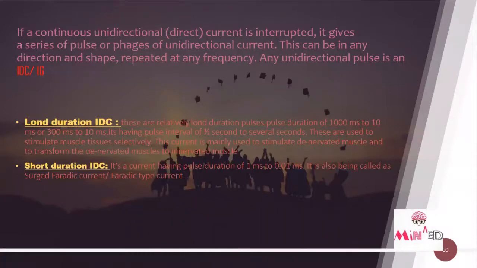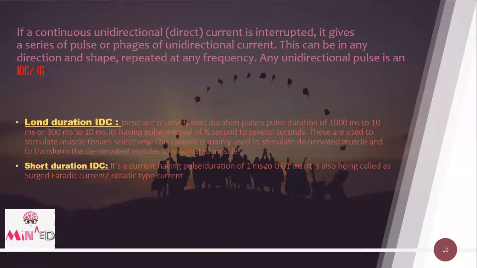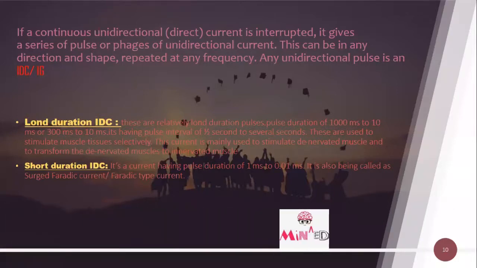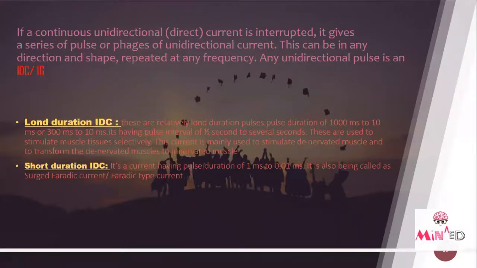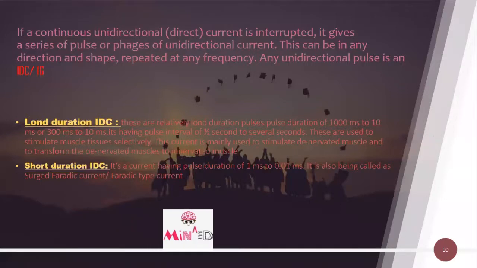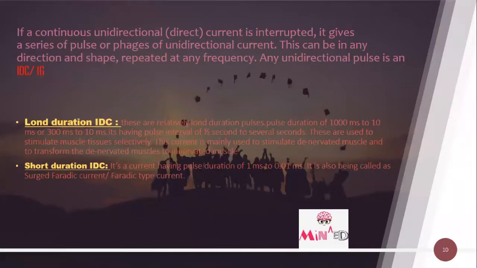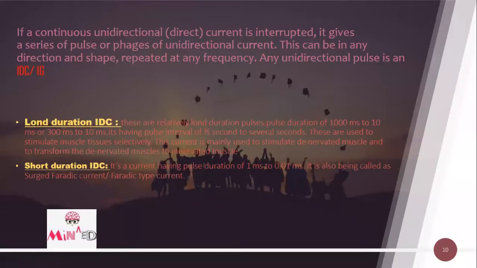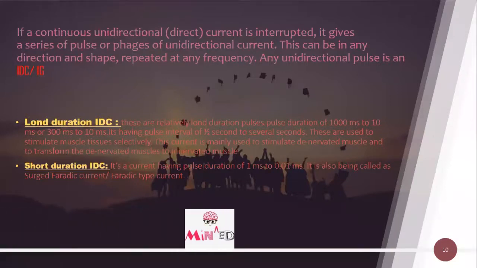Okay, we specially use IDC, that is long duration interrupted direct current, especially for the denervated muscle, because there is no nerve supply and the nerve cannot respond to that type of short duration current, so we have to stimulate that denervated muscle by giving the long duration stimulation current.